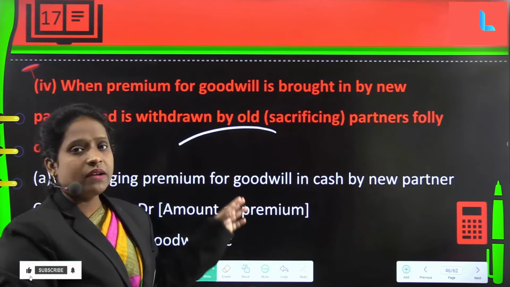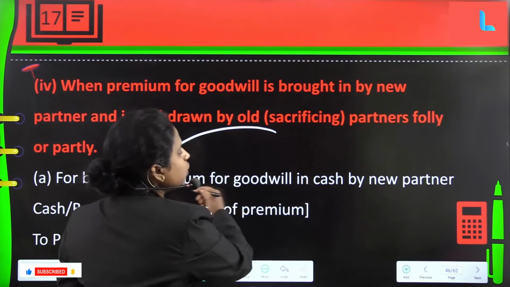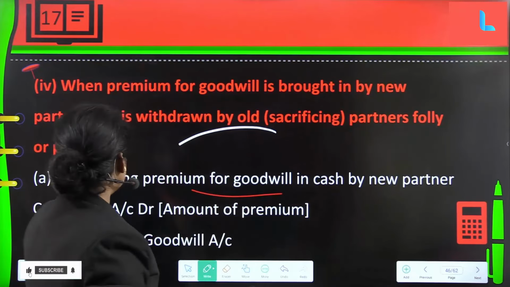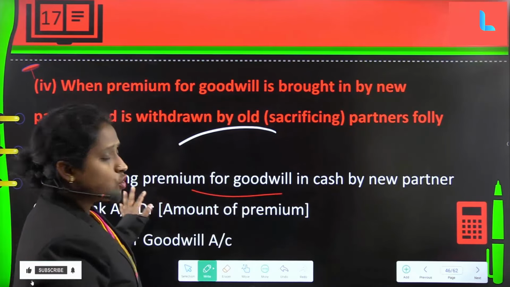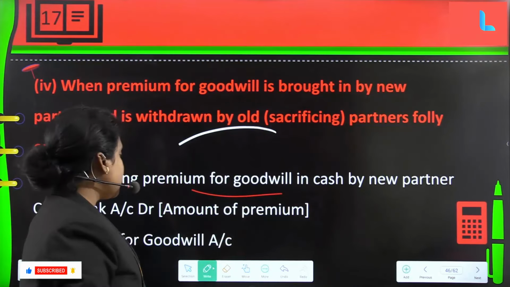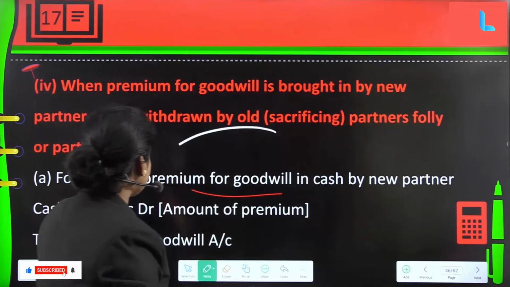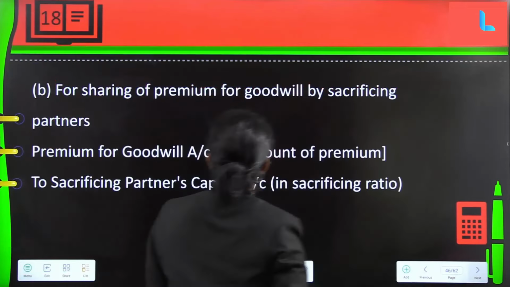or partly, for this we have to pass a journal entry for bringing the premium for goodwill in cash by the new partner. For this situation, it's going to be cash or bank account debtor, the amount of premium, also to premium for goodwill account. This is a journal entry that we have to pass, right?